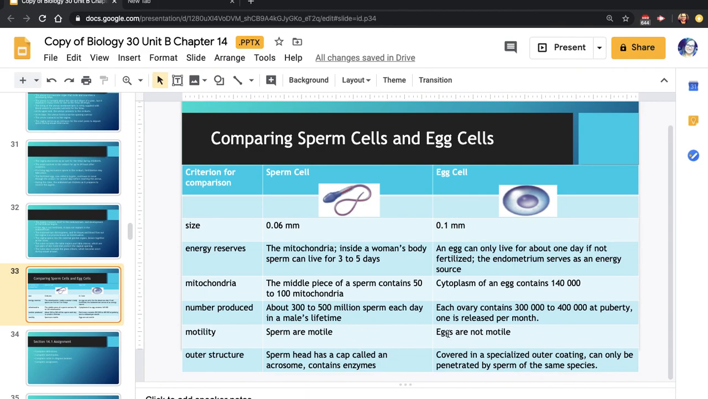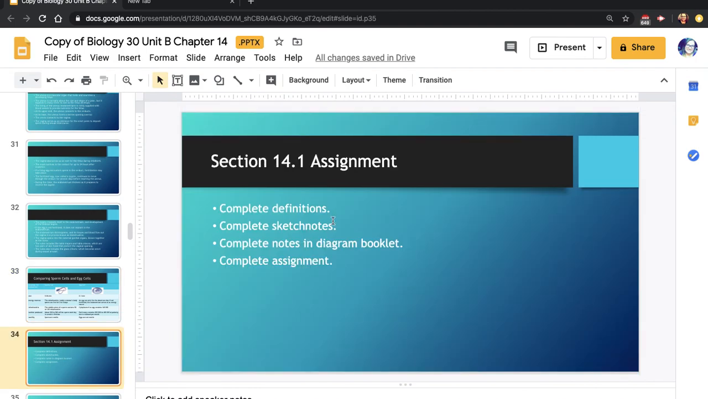Sperm are motile where eggs are not, so they don't move. And then the outer structure of the sperm has that enzyme head, whereas the outside of an egg has a thick coating that the sperm has to make its way through. So that's why it uses this enzyme to be able to break down the coating. So that is that first section.